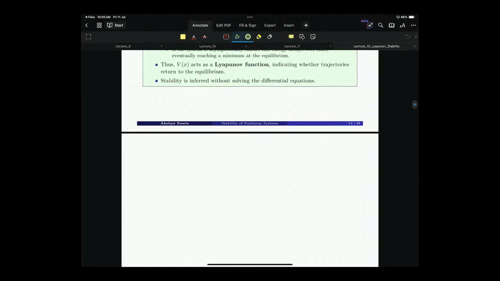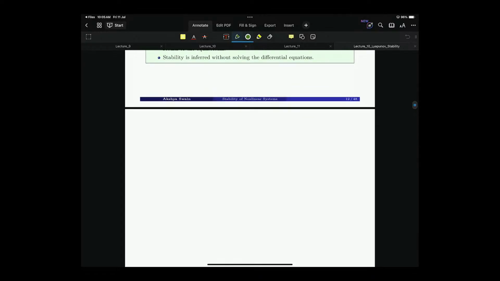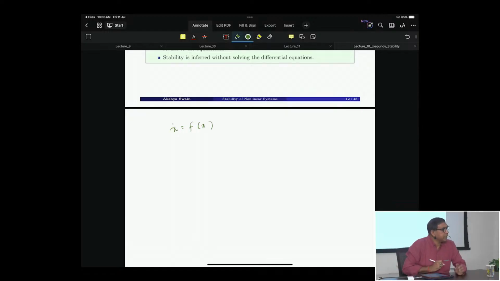Now I have got a nonlinear system x dot is equal to f of x, right? This particular system has got multiple equilibrium points. So what we do in the linearization, we compute the Jacobian at each of the equilibrium points, we find out the eigenvalues, and we say whether the system is stable or unstable, right?